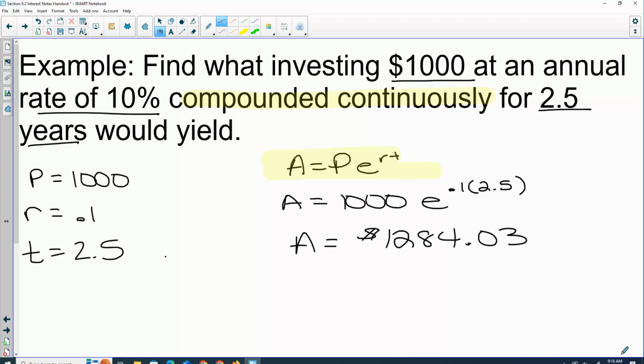You didn't type in the 1,000 in front of it. Anything else there? Should we run to the hundredth place or the thousandth? We're talking about money, so the hundredth, nearest cent.